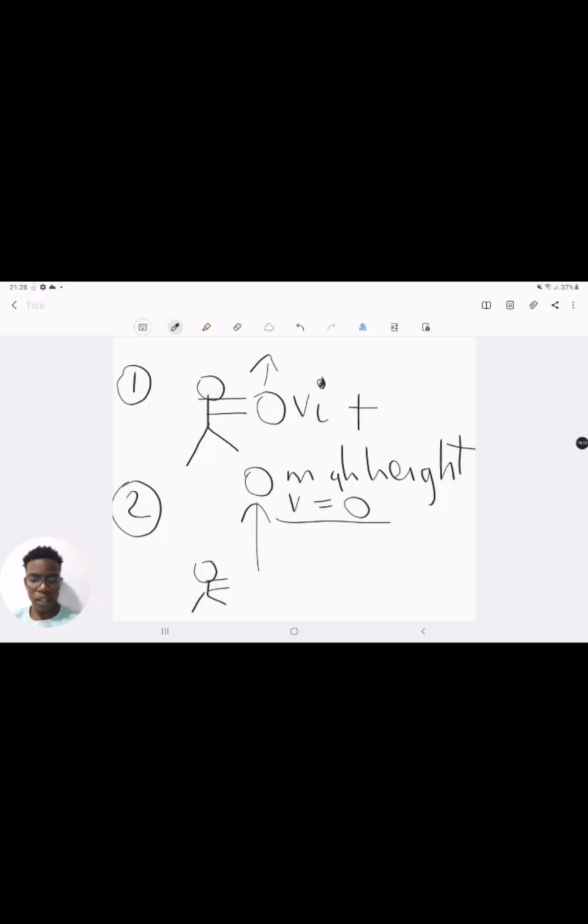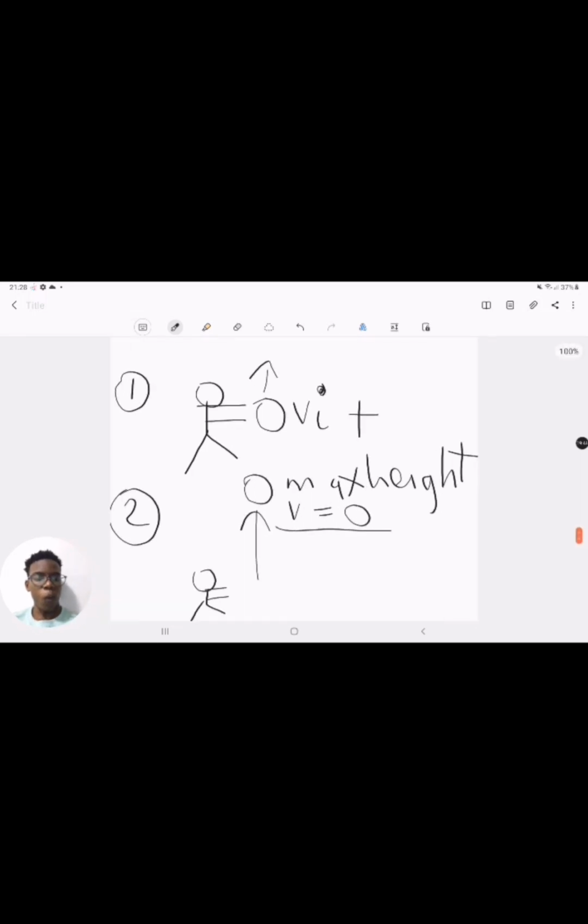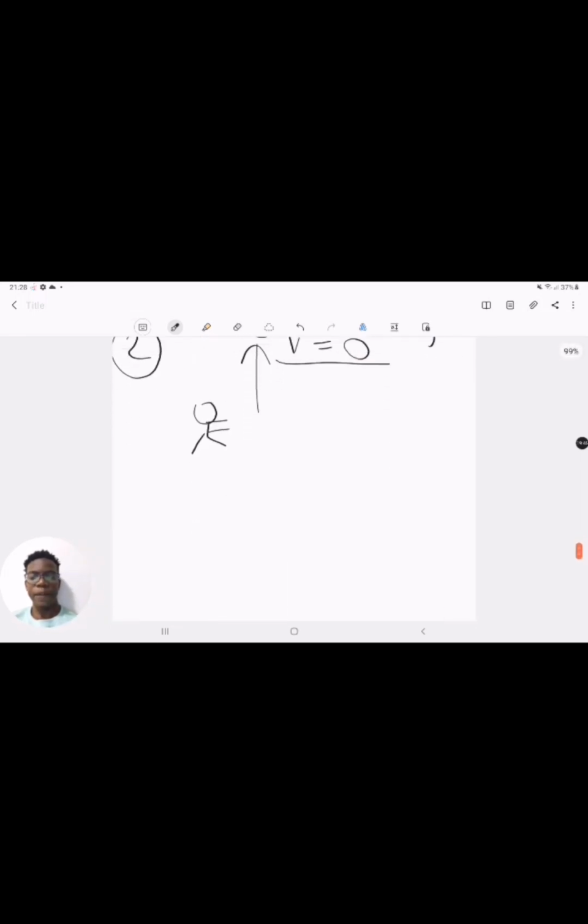The velocity is 0 at its maximum height. Okay, maximum height, this is supposed to be an x. At the maximum height, the velocity is 0. Now, when it's at its maximum height, let's do that.